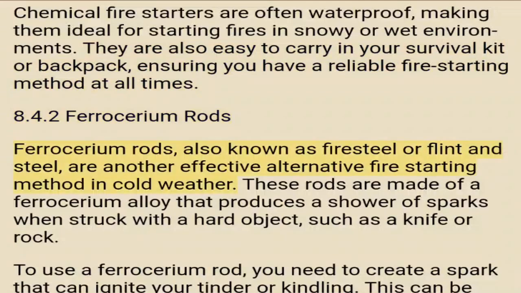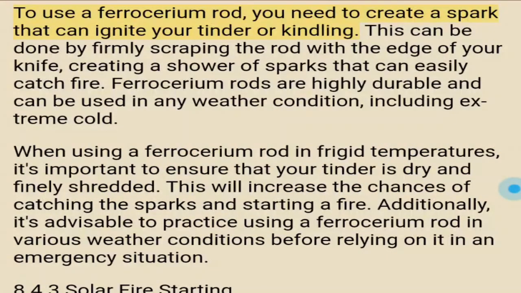8.4.2 Ferrocerium rods. Ferrocerium rods, also known as fire steel or flint and steel, are another effective alternative fire starting method in cold weather. These rods are made of a ferrocerium alloy that produces a shower of sparks when struck with a hard object, such as a knife or rock. To use a ferrocerium rod, you need to create a spark that can ignite your tinder or kindling. This can be done by firmly scraping the rod with the edge of your knife, creating a shower of sparks that can easily catch fire.